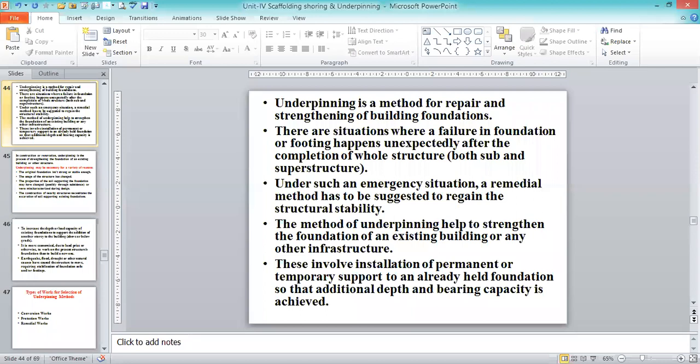This is the first stage: we have to support the existing structure, then we have to go for strengthening of the foundation. That stage is what we call underpinning.